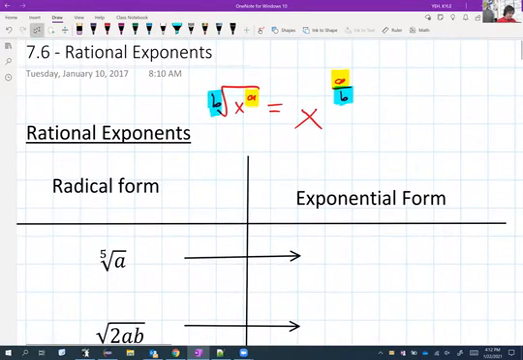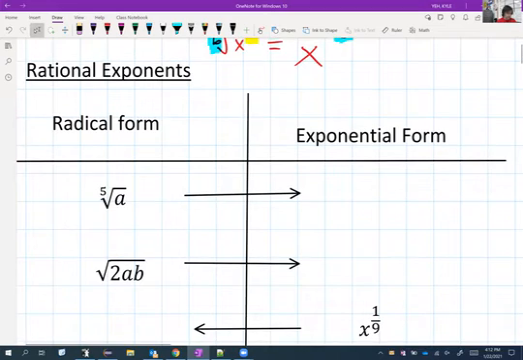So looking at some of these, just rocking through a couple of them, the fifth root of a. Well, the big thing to remember here is that there's a little invisible 1 here. A to the first is still just a, so oftentimes we don't write that 1. So how would this look in exponential form? A to the 1/5 power. The power over the root index. So a to the 1/5 power.